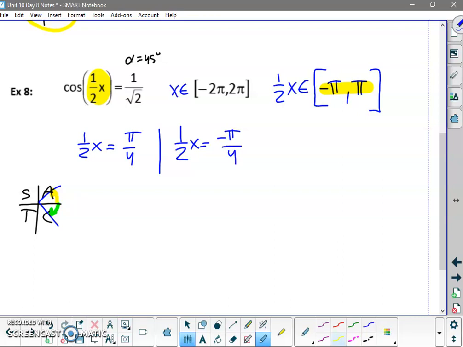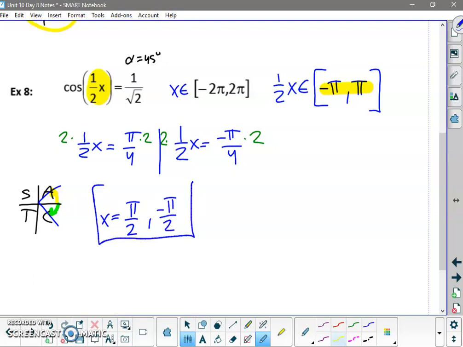Again, we kind of talked about cosine. It's kind of nice the way this works out. To solve these equations, very simply, I'm going to multiply both sides by 2. And that's going to give me x equals 2 pi over 4, or pi over 2. And x equals negative pi over 2, or you could say plus or minus pi over 2.